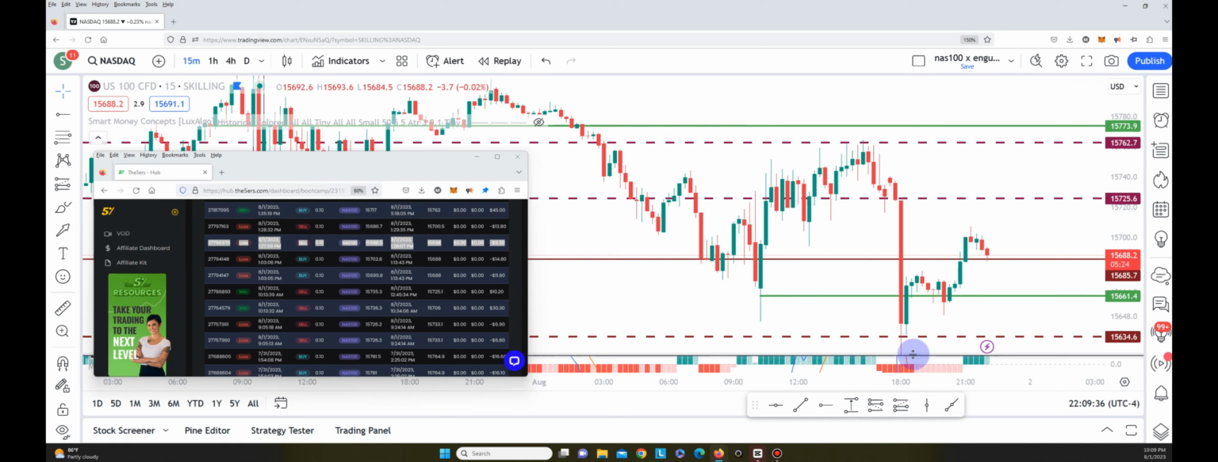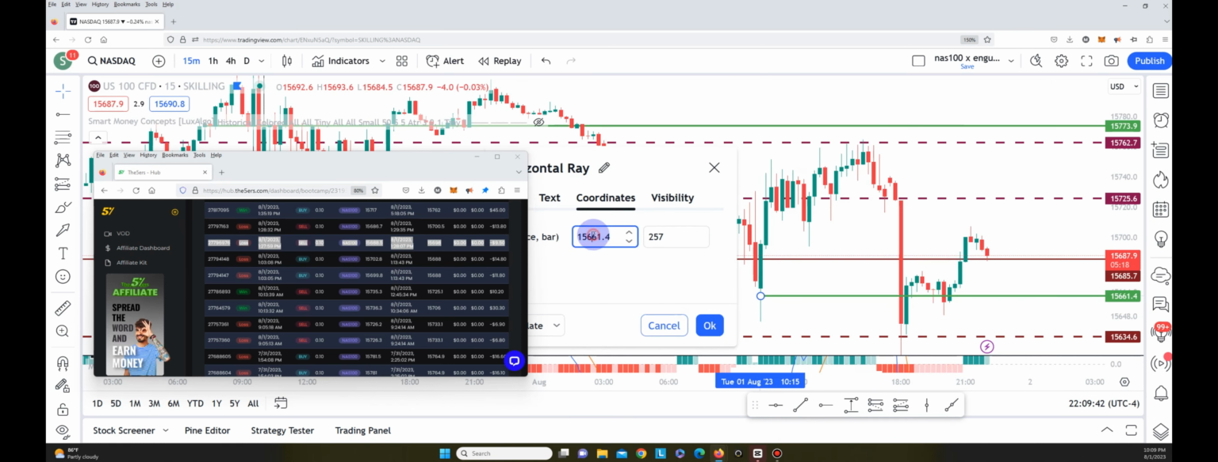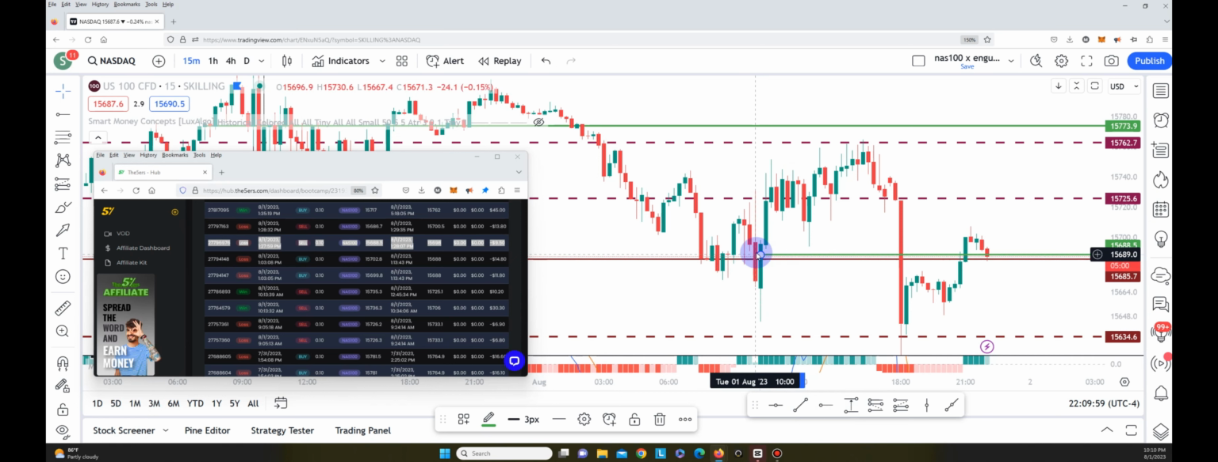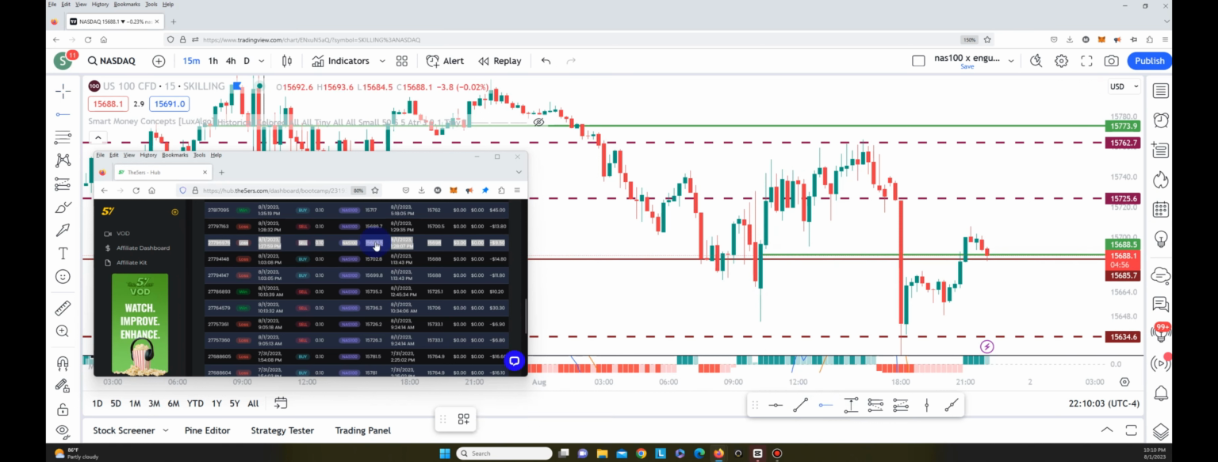So on this one, I entered at 15,688.5, and this was to the sell side. As it broke this midpoint level as well, I thought it was going to continue down, especially since it closed below this candle. When it was trading here, I had a stop loss above here. Basically it came up and cleared me out.